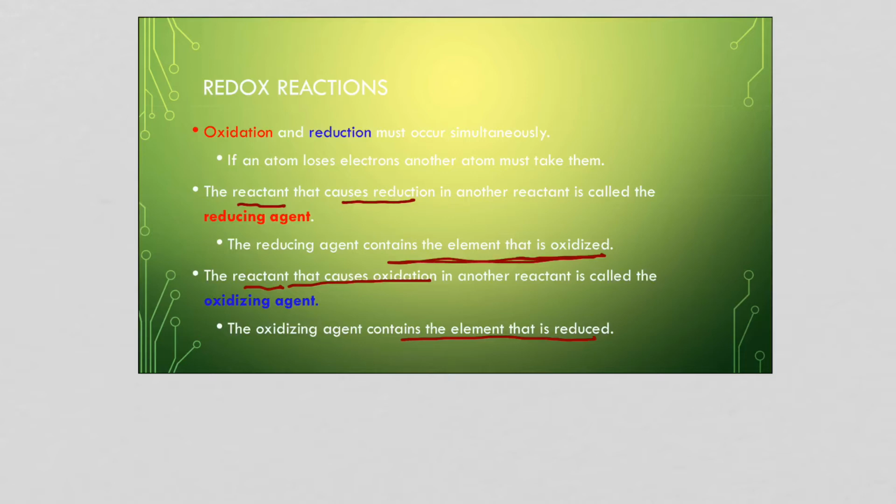And so these work with each other, right? The reducing agent causes reduction in the oxidizing agent. The oxidizing agent causes oxidation in the reducing agent. And so we have oxidation and reduction are the processes. Reducing agent and oxidizing agents are the actual reactants that are involved.